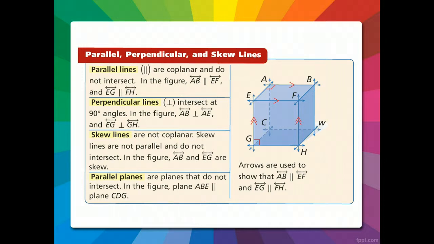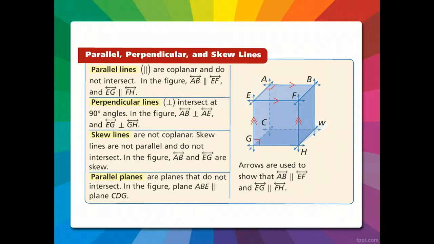Parallel lines, and we use the notation of two little lines straight up and down. Parallel lines are coplanar and do not intersect. If you extend them forever and ever, they will never cross. In the figure, just as we said with the red markings, line AB is parallel to line EF, and line EG is parallel to line FH.